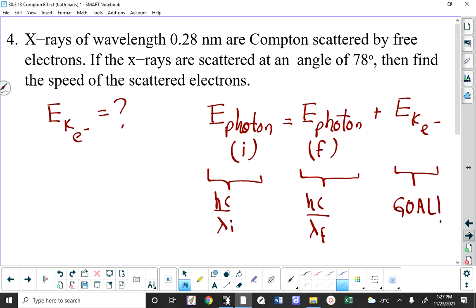That's what we want, right? So if we know those two photon energies, we can subtract them. We then have the kinetic energy of the electron, then we can find the speed. This is a deep question. It's not simple. I think it's simpler than conservation of momentum, which you couldn't even use in this question.